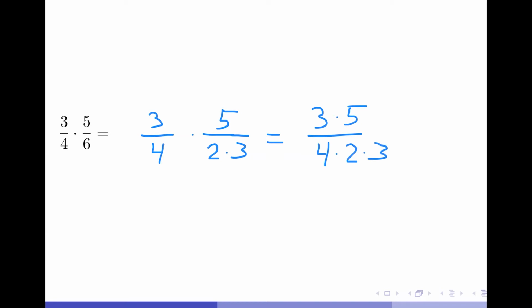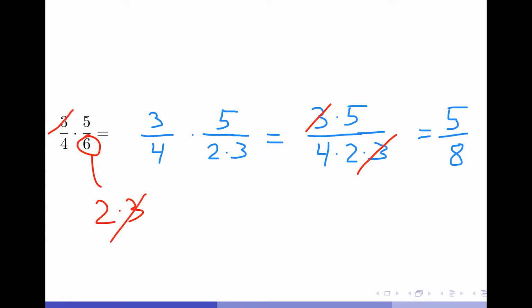I'd like to hope you think that it's maybe a little bit less work if you start by saying, well, what is this really? It's 3 over 4 times 5 over 2 times 3. And then when you actually go and do 3 times 5 over 4 times 2 times 3, you can cancel the 3's. And so you're really left then with just 5 over 8. So somehow you can sort of see right at the beginning that this 6 is really 2 times 3, and so you can cancel those two 3's.